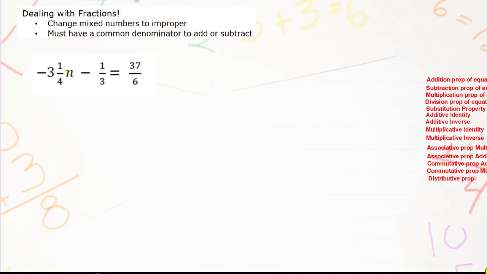So in this example, note that I have here a mixed number, negative 3 and 1/4. We need to convert this into an improper fraction. So your 3 and 1/4 is just equal to 4 times 3 plus 1. It's 13 over 4. Bring down the n. Minus 1/3 equals 37 over 6.